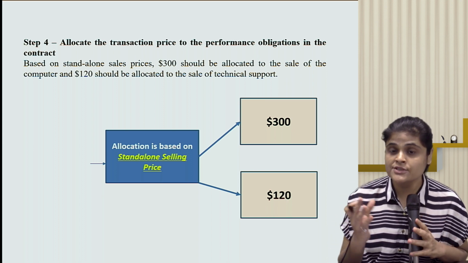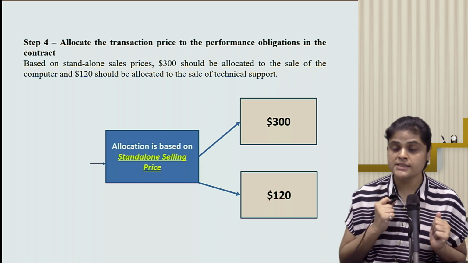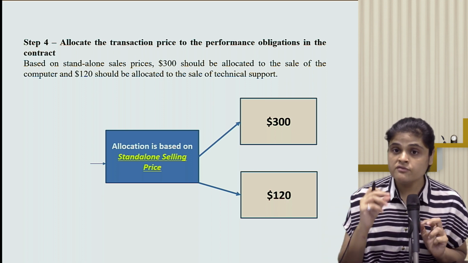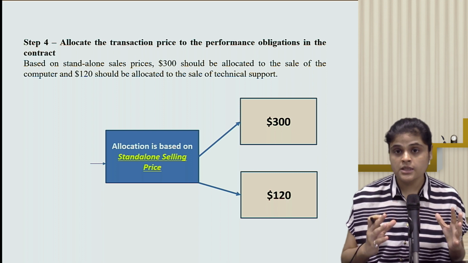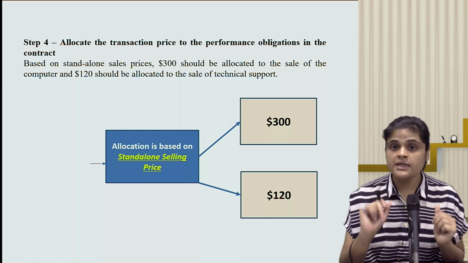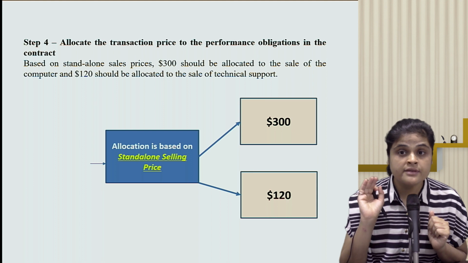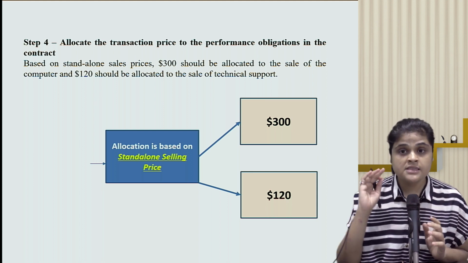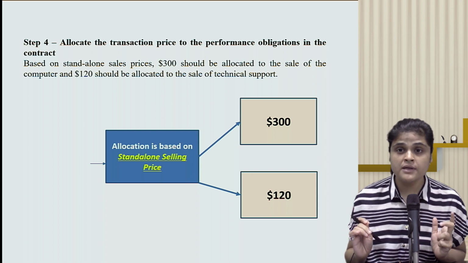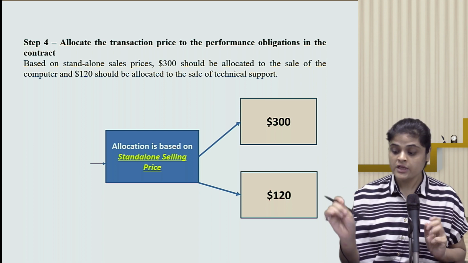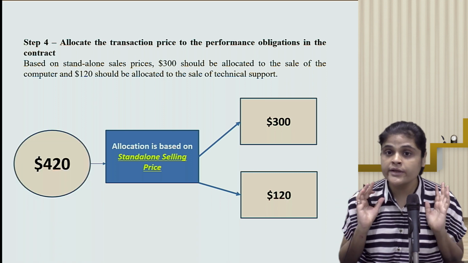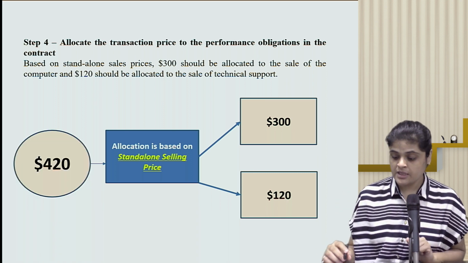Once we have determined the transaction price, we will allocate the transaction price. Now when we were reading the case, we saw that if there was a buyer who would only go to buy a computer, the buyer would have paid $300. If there was another customer who only needed technical support for 12 months, he would have paid $120. So now we are going to allocate the $420 which we are going to receive from our customer.